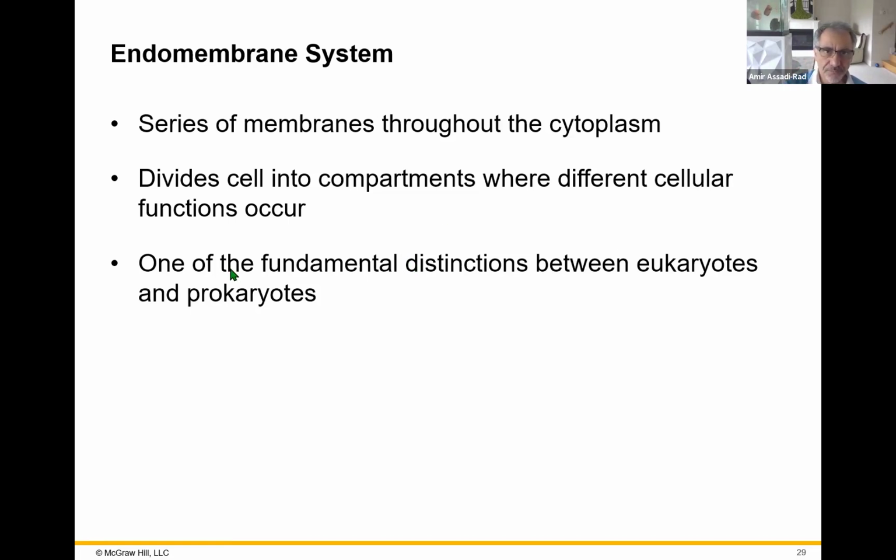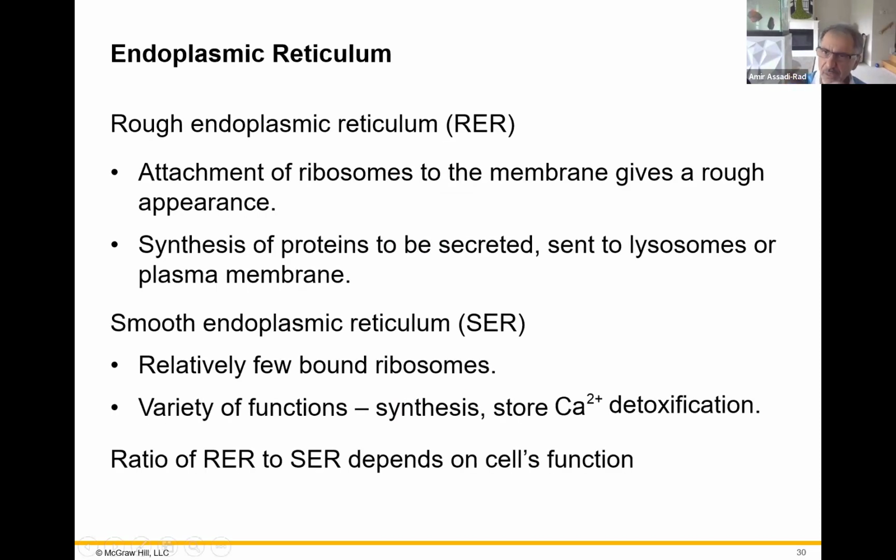Okay. So the cell is divided into compartments where different cellular functions occur and so on. Make sure you know all of these writings as well. It's not just the pictures. I do not read the writings word by word a lot of times, but I don't talk about those things, and I would like you to know them.